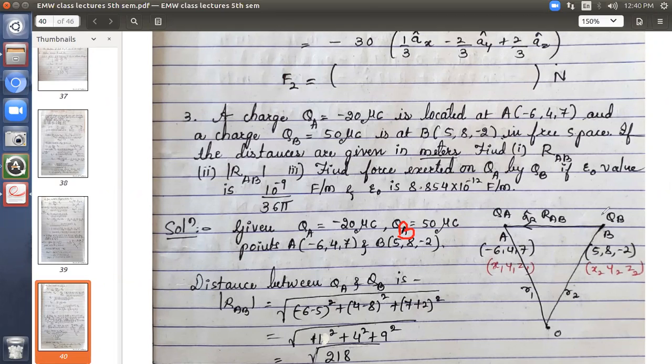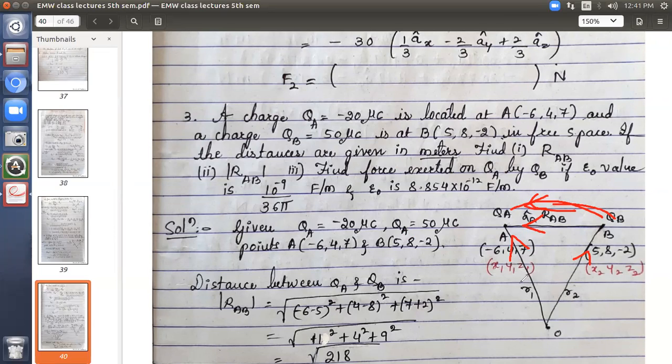So according to the convention, the field lines from the positive charge diverge, they go out. They diverge from B and they converge at A. So that's why let me take the direction in this way. A direction is like this, B direction is like this. So these are the directions.